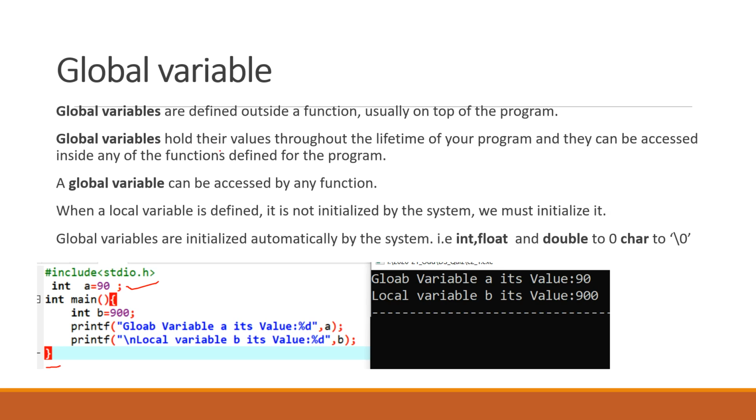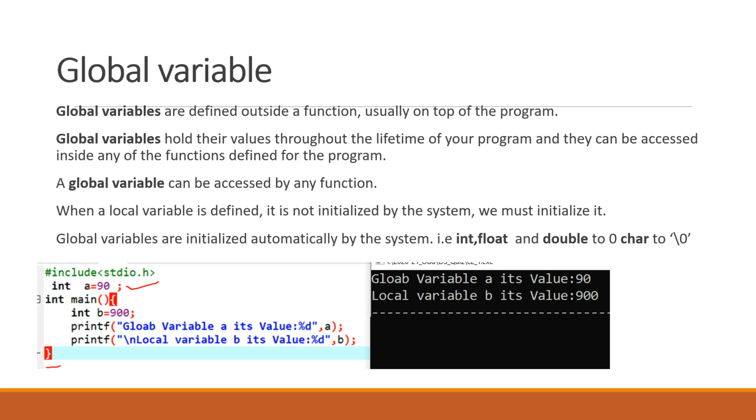Global variables hold their values throughout the life of the program. They can be accessed inside any function. As I told, this a can be accessed by main, or by any other function. When a local variable is defined and it is not initialized by the system, we must initialize it. Global variables are initialized automatically by the system.